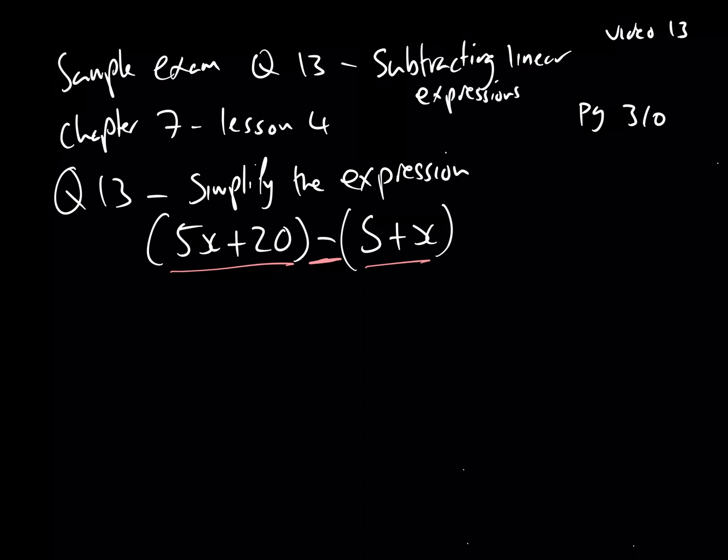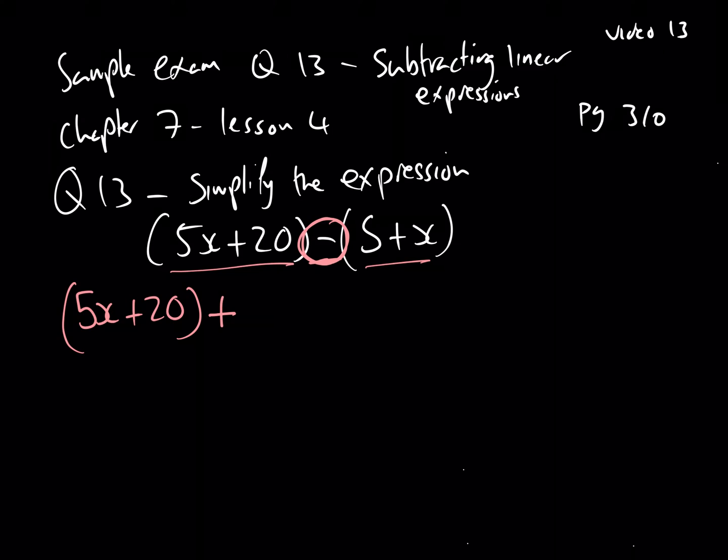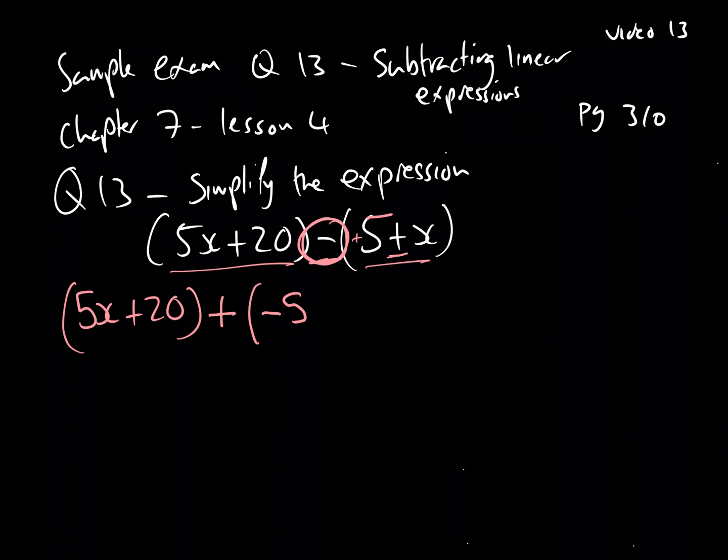So again, like we just did in the example before, we will keep the 5x plus 20. This will be the same. However, this minus will now become a plus, and in the question we have 5 plus x. So remember that there's a small plus here that we don't write. So that becomes, you guessed it, minus 5, because we are flipping the symbols. Here we have plus x. We'll turn this into a minus x.